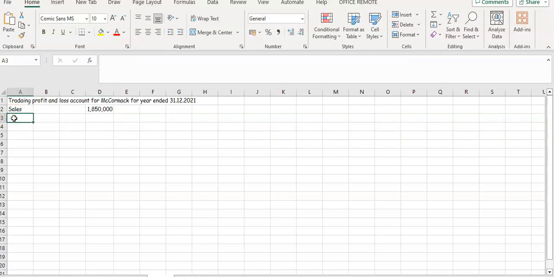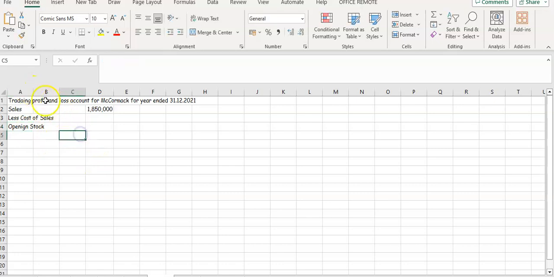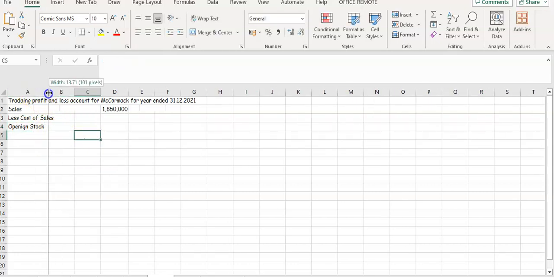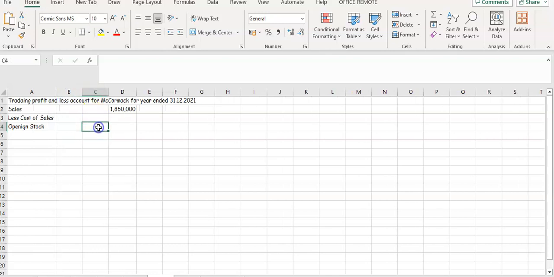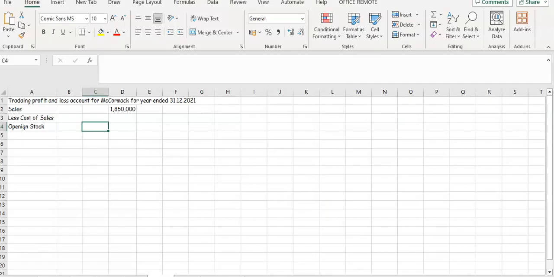Then your next heading is less cost of sales. And we know cost of sales is made up of opening stock. And opening stock is, once again, taken straight from the trial balance. So we're going to have a look at our trial balance and see how much our opening stock is. So remember, your trial balance is going to be the start of the year. So first to the first. So 51,500.